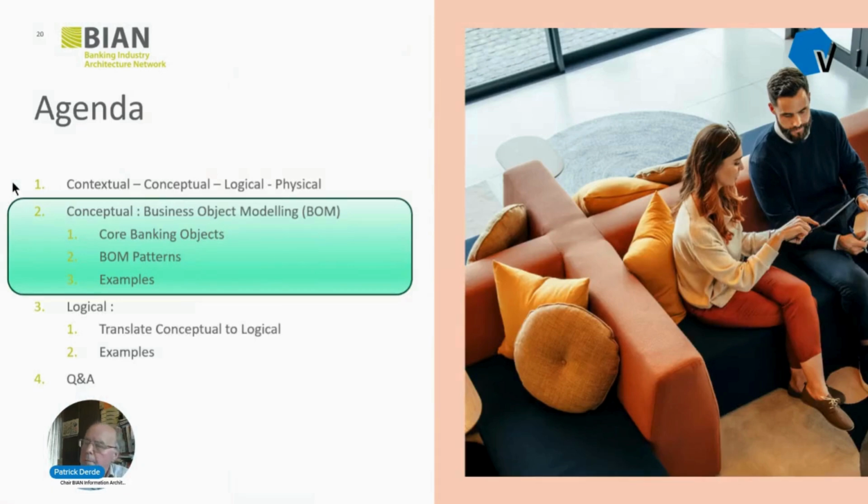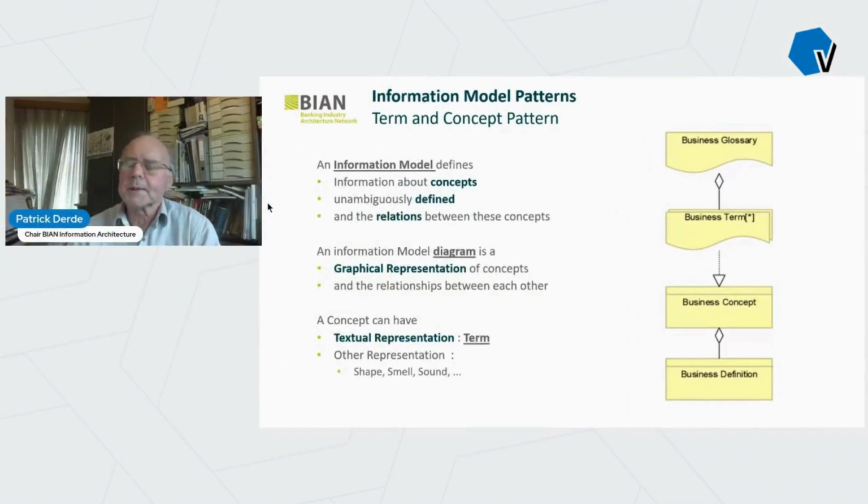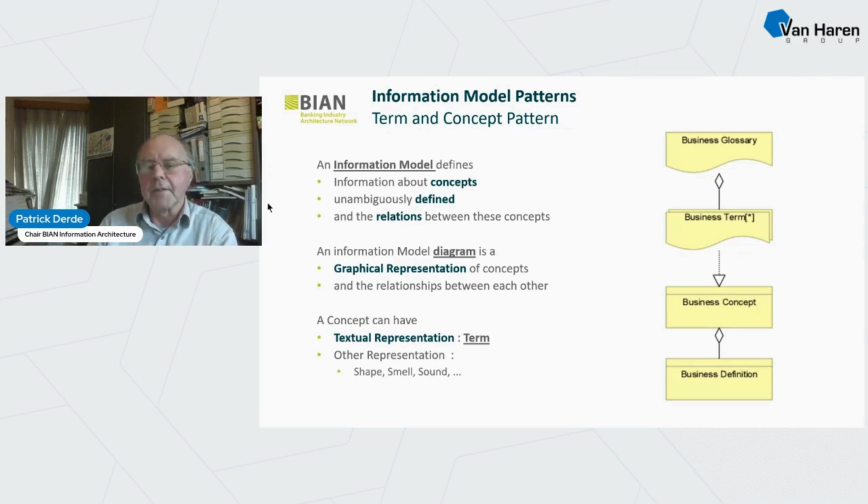Now, let's apply this. How is BION applying this? Let's have a look. Bayern is making use of patterns. And one of the patterns is the distinction between the term that we are using and the concept that is represented by the term. So what is important in modeling is that we identify the concepts, we have a clear definition, and then we can give it multiple terms that can be presented in a glossary.